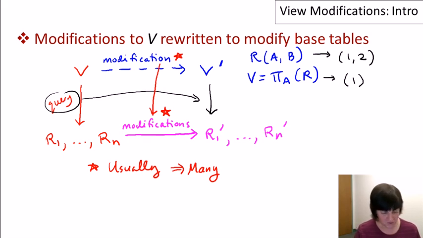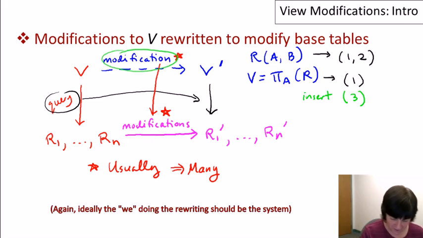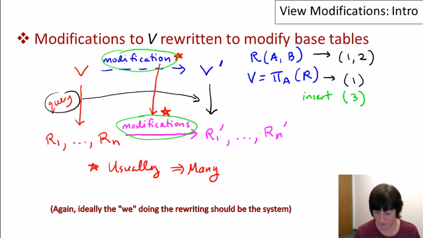Now let's say the user comes along. It's a user who is operating on the database through view V, and they say insert into view V, please, the tuple 3. So we need to translate that insertion into insertion or some modification on the base tables so that the view will, when we're done, contain the tuples 1 and 3.